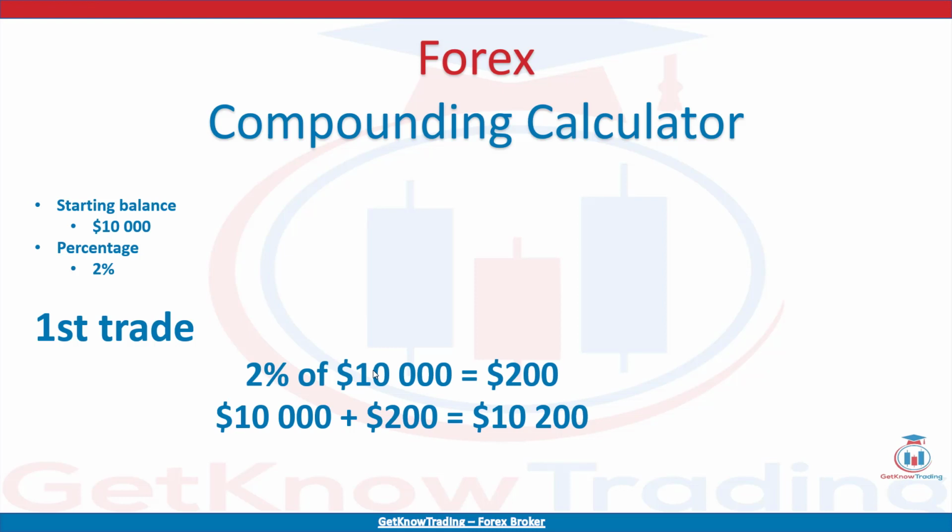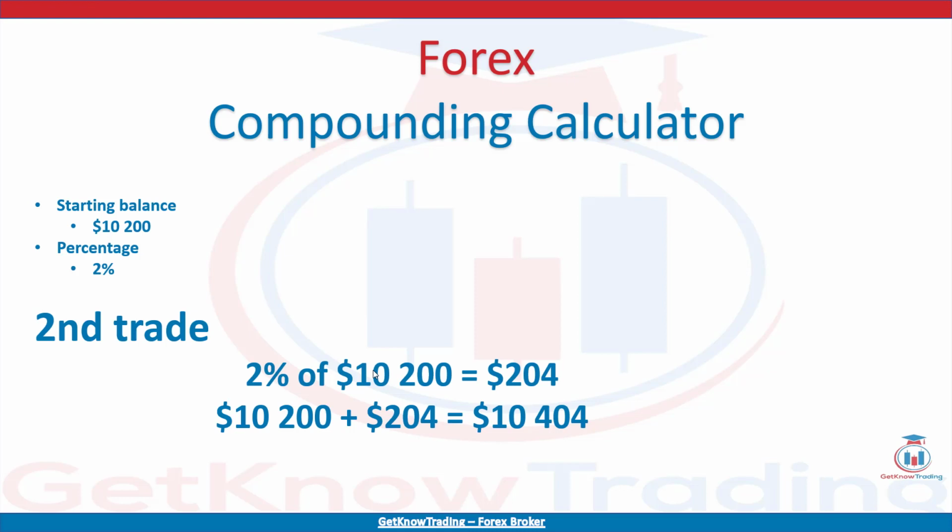To compound this amount, I will use $10,200 as the starting balance on my second trade instead of $10,000, which was the starting balance for the first trade. Now I have $10,200 as a starting balance, and if I plan to make 2% on the next trade, I will make $204. You can see that my profit increases on the second trade because the starting account balance is larger.